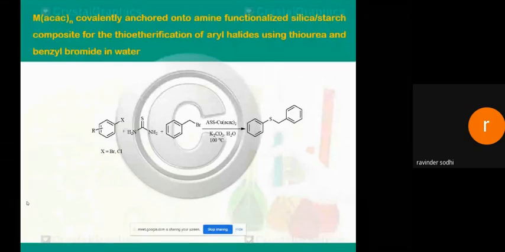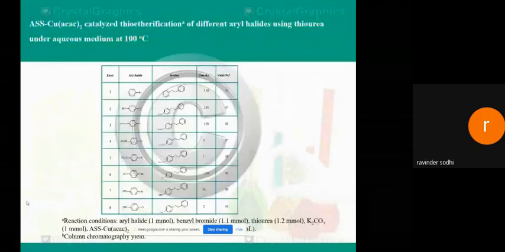Out of the different catalysts we synthesized, the amine functionalized silica starch composite using copper was found to be the best catalyst for the reaction, and water turned out to be the best solvent as it is greener also. The reaction was carried out at 100 degrees Celsius. These are the results of different aryl halides used for the thioetherification, and the yields are good. They were all separated through column chromatography.